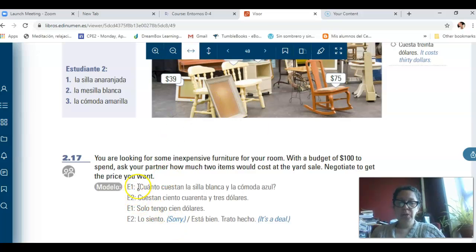Here, more questions. ¿Cuánto cuestan la silla blanca y la cómoda? Fíjate that in this question, we don't have cuesta, we have cuestan. And why is that? Why? Well, because we have la silla and then we have la cómoda. So we have plural. And then my verb has to agree too. See?